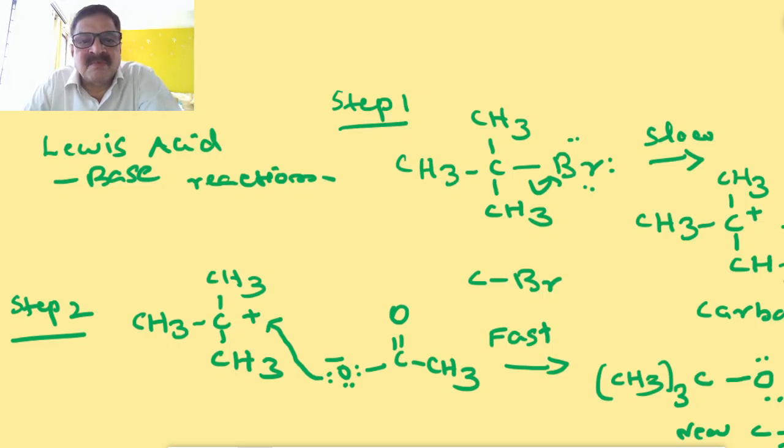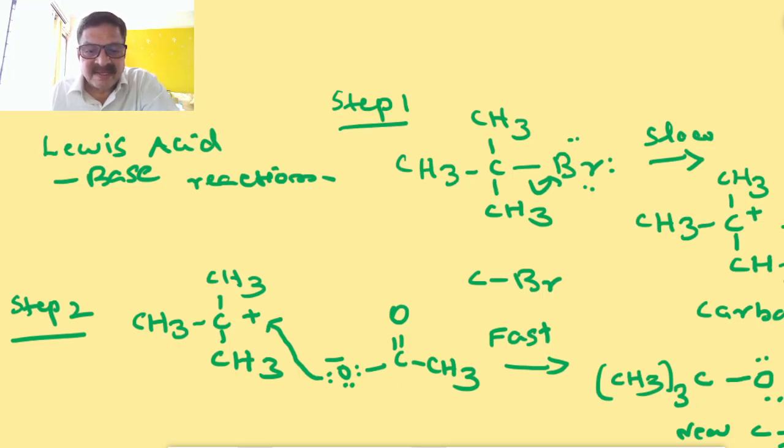Therefore, these are step 1 and step 2, the 2 steps we can say in the SN1 reaction. The first step is heterolytic cleavage of the C-Br bond and formation of the reactive intermediate carbocation. That is a slow step, the rate determining step. Then the second step: the carbocation reacts with the nucleophile, a nucleophilic attack on the carbocation. It is a fast reaction, and a new C-O bond is formed. In step 2 it is a fast step because no bonds are broken and only a new bond is formed.